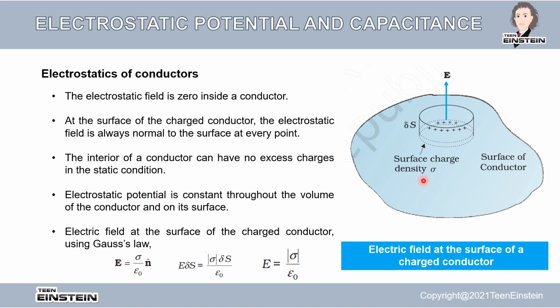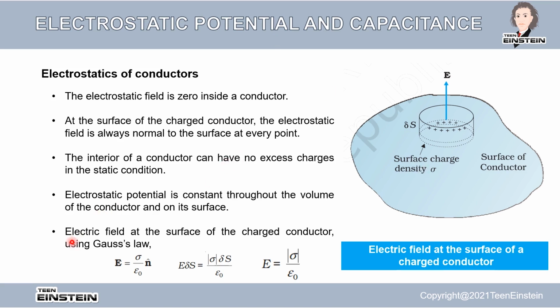In other words, if you want to move a charge within the conductor or on its surface, anywhere within the conductor, you don't have to do any work because it is at the same potential. In other words, we can also say that a conductor is like an equipotential surface.